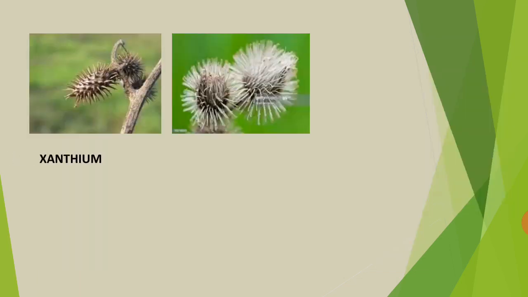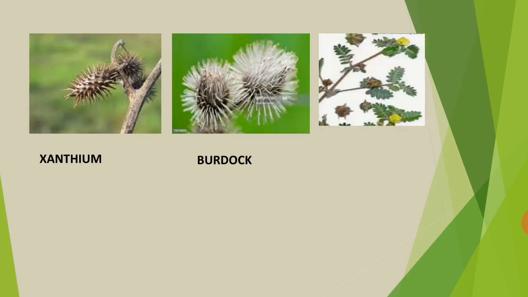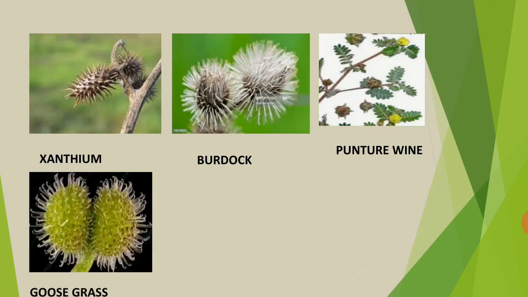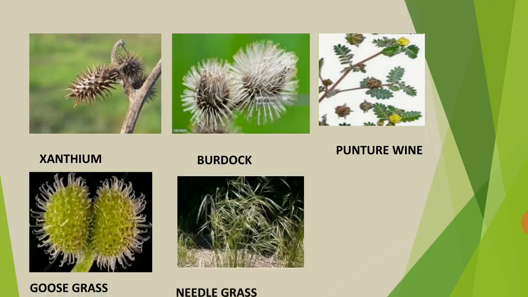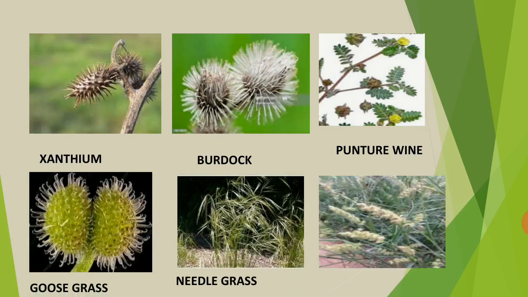Some more examples are xanthium, burdock, punchvine, goosegrass, needlegrass and weeds. These have either a thorn-like structure or some sticky surface with the help of which they get entangled or stick on our clothes and are carried from one place to another.